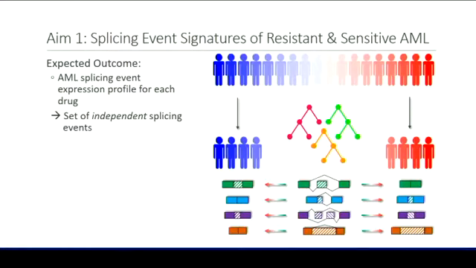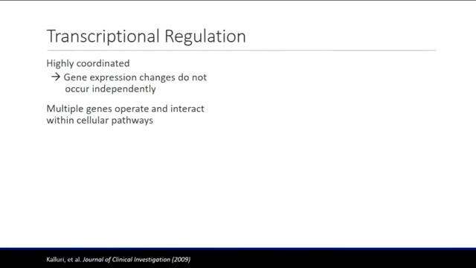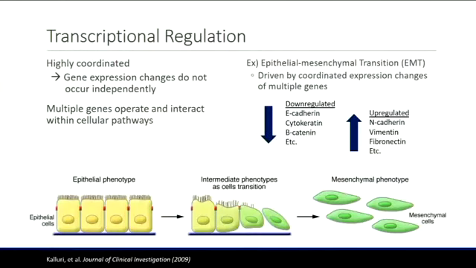It's also important to point out that the outcome of this aim will give us a set of independent splicing events. If we look more into transcriptional regulation, it's a highly coordinated process, but even further, gene expression changes or splice variant expression changes don't occur independently. We tend to have multiple genes operating and interacting within cellular pathways. An example of this is the cellular differentiation program known as epithelial mesenchymal transition, or EMT, in which epithelial cells go through a transition process and become mesenchymal cells with a different phenotype.